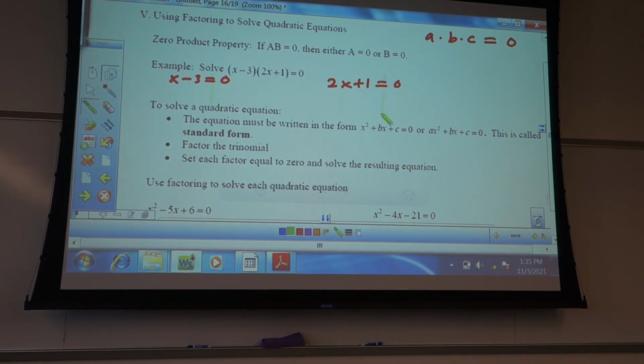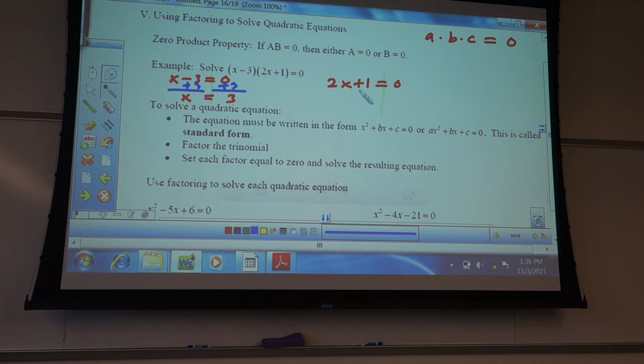I'll draw my little lines down the middle. How do I solve for x minus 3 equals 0? I'm going to add 3 to both sides, right? And I'll end up with x equals 3. So if I put 3 into here, this becomes 0, and I get 0. Does everyone understand what I'm saying? If I put 3 in for x, I get 3 minus 3 is 0. 0 times anything is 0. So that works. How about this one here?